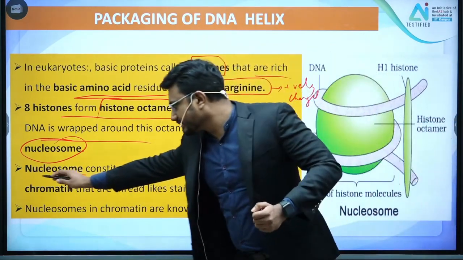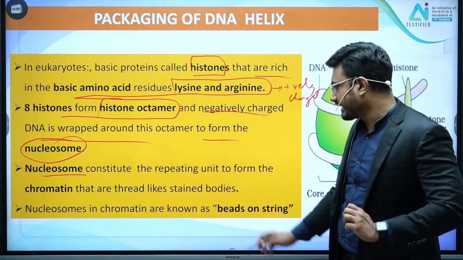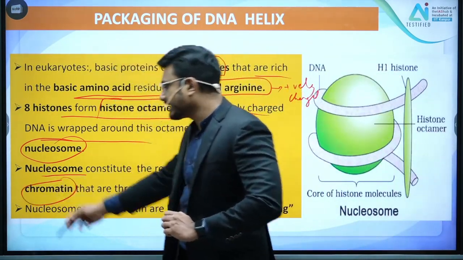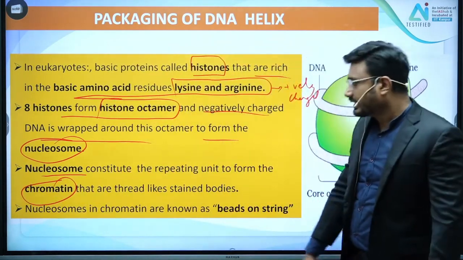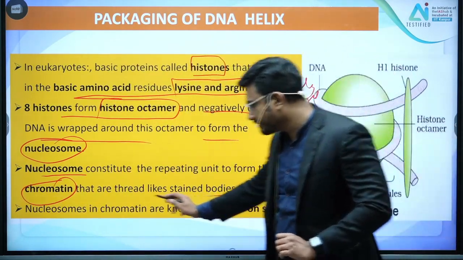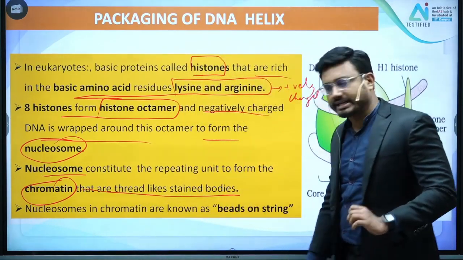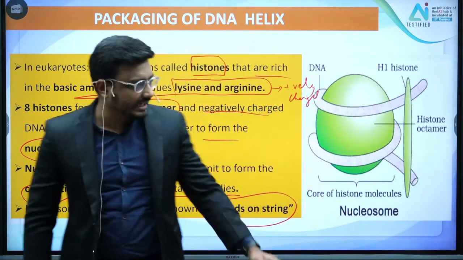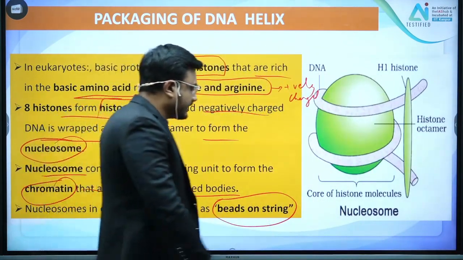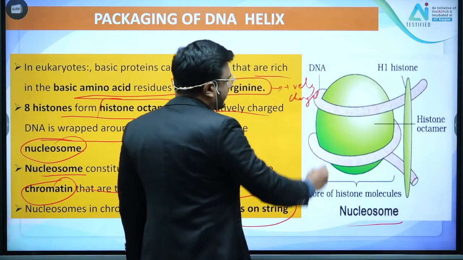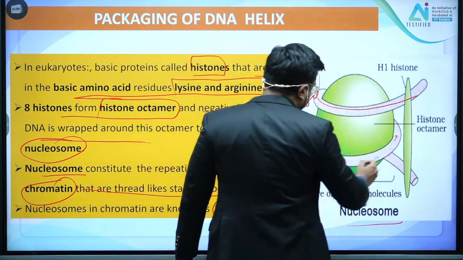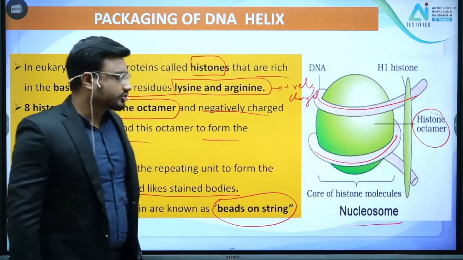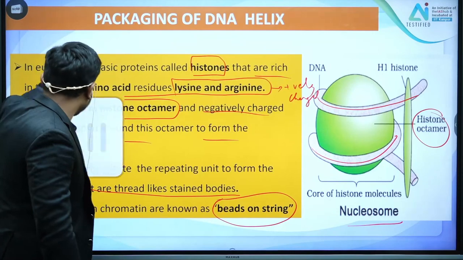So nucleosomes constitute the repeating unit to form the chromatin, the thread-like stained bodies. So nucleosomes in chromatin are known as the beads on the string. Here on the right side, we can see the structure of the nucleosome. Here we have the DNA that is wrapped around this histone octamer, which consists of the 8 histones. So now let us move ahead to the next concept.